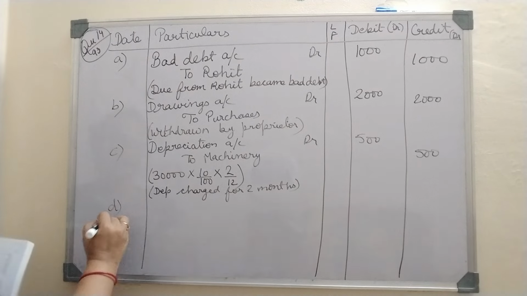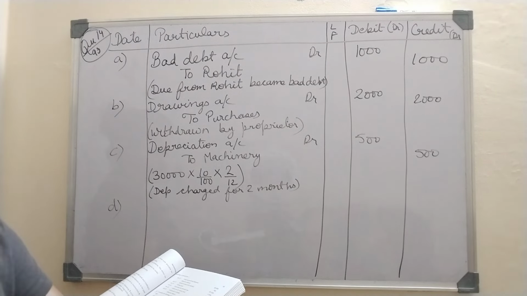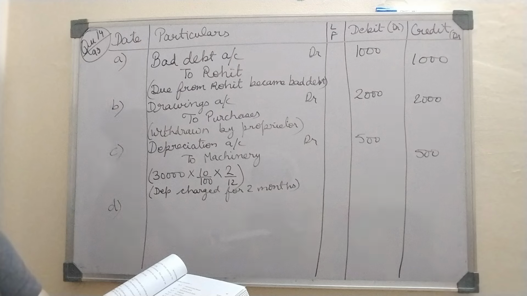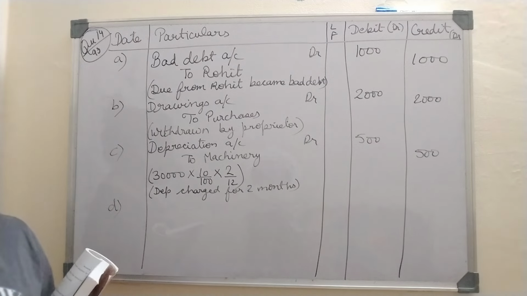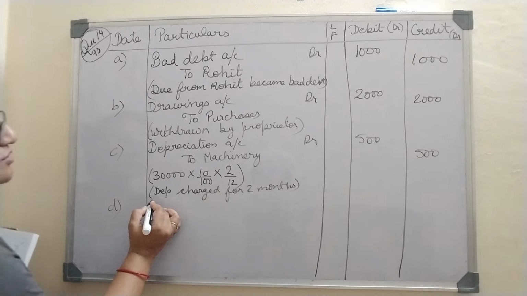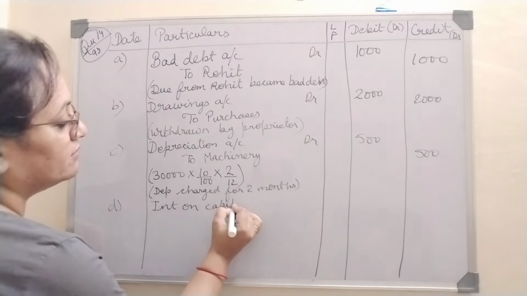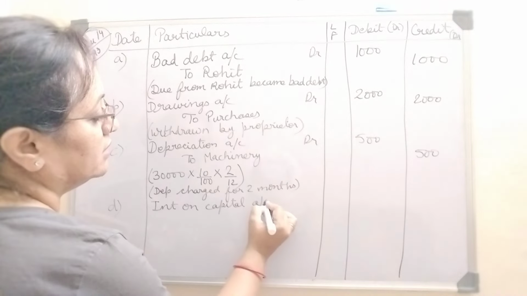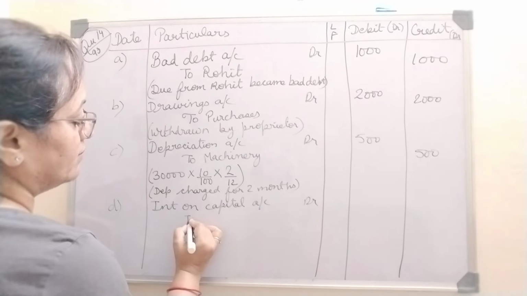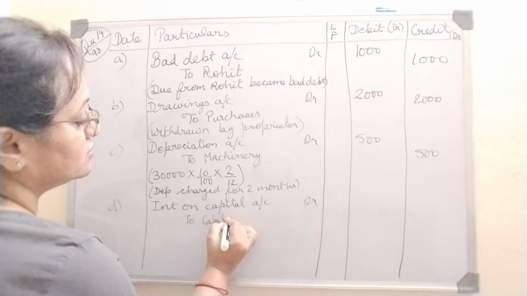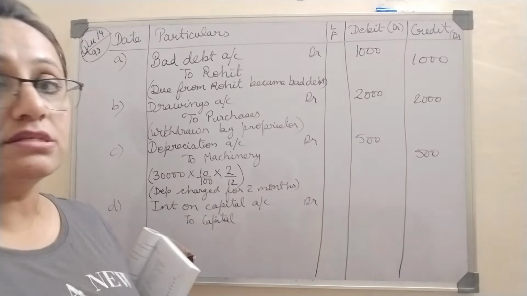Okay. Now the D part says, provide interest on capital of 1,50,000 at 6% for 9 months. Again the same rule: interest on capital is always debited because it is our expense. Interest on capital account debit to capital. Let me explain to you what is interest on capital.